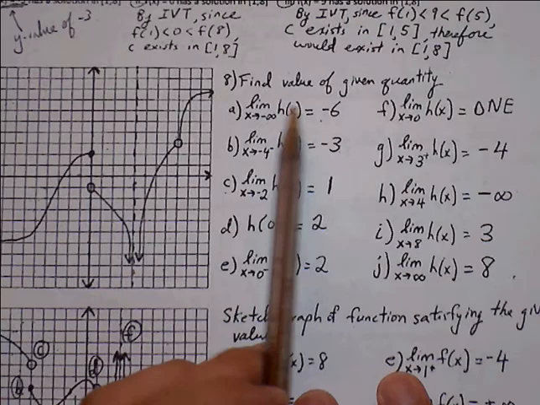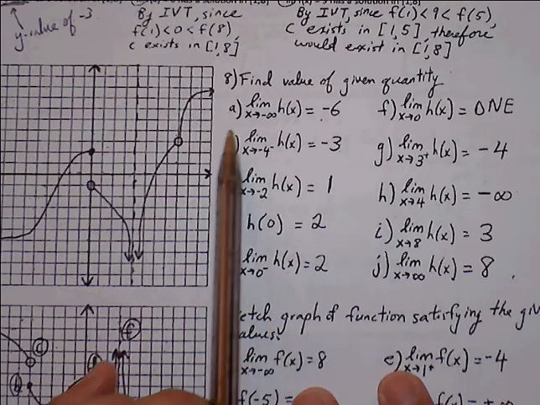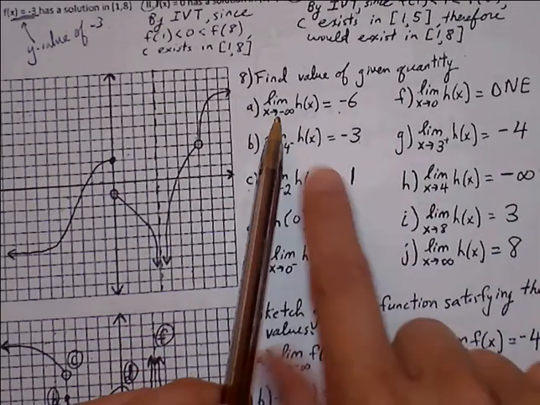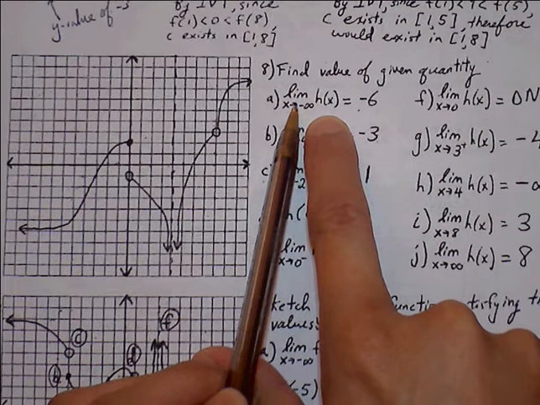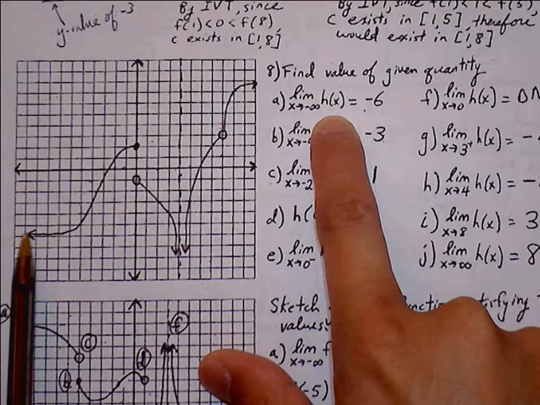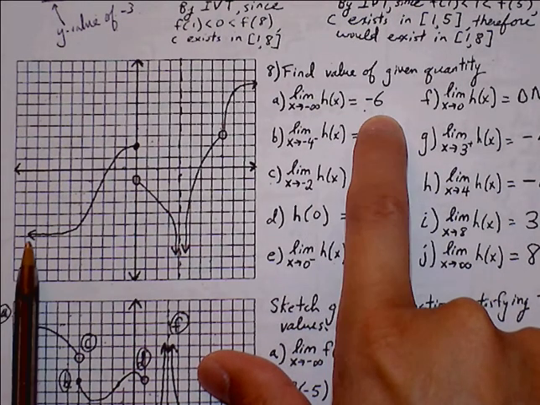Okay, find the value of the given quantity. Limit as x approaches negative infinity. So we're looking for a horizontal asymptote. The horizontal asymptote, as we approach negative infinity, has a y value of -6.